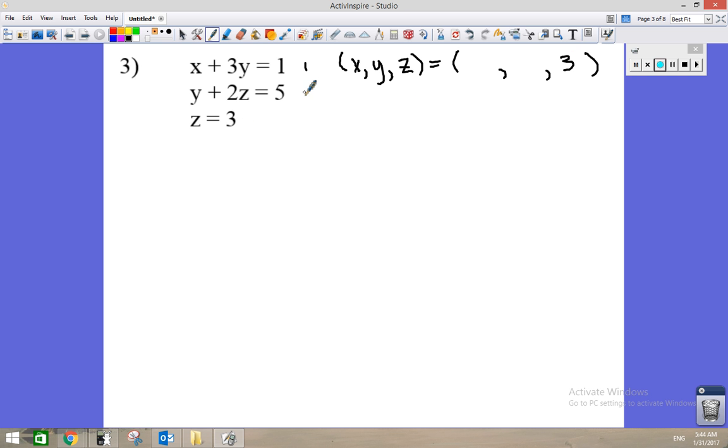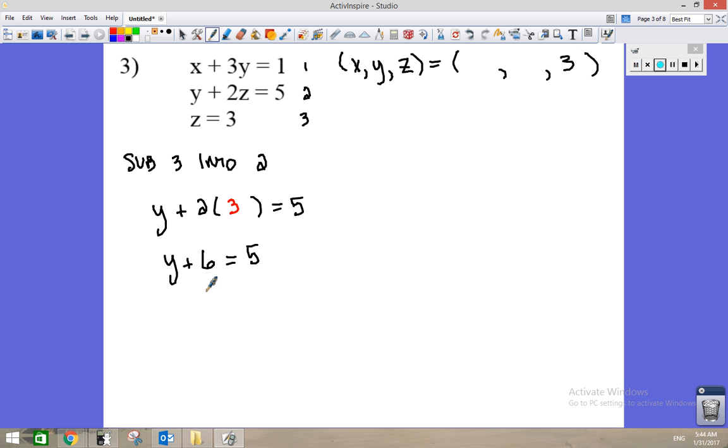So let's number these equations 1, 2, and 3, and let's substitute equation 3 into equation 2. So everywhere we see a z, we're going to replace it with its known value. We know that z is equivalent to 3. So we have that y plus 6 is equal to 5. If we subtract 6 from each side, these 6's cancel, and we have that y is equal to negative 1.